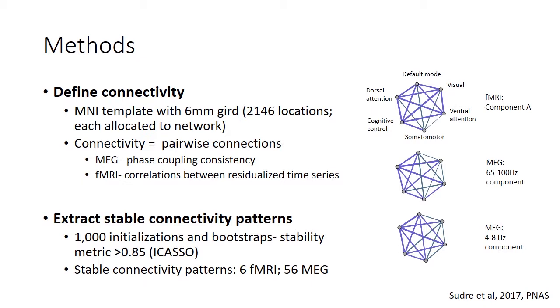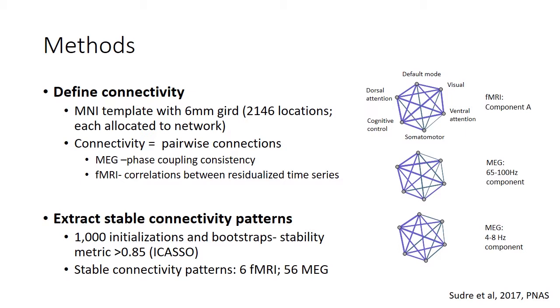So we next extracted from this complex data connectivity patterns that were stable, and they're stable in the sense that they consistently emerge over many bootstraps of these data. And we found 56 of these stable connectivity patterns in MEG and 6 in fMRI. And here's one of the fMRI stable connectivity patterns. You can see lots of networks are connected strongly to each other, with the exception of the somatomotor and ventral attention networks, who are a bit lonely.